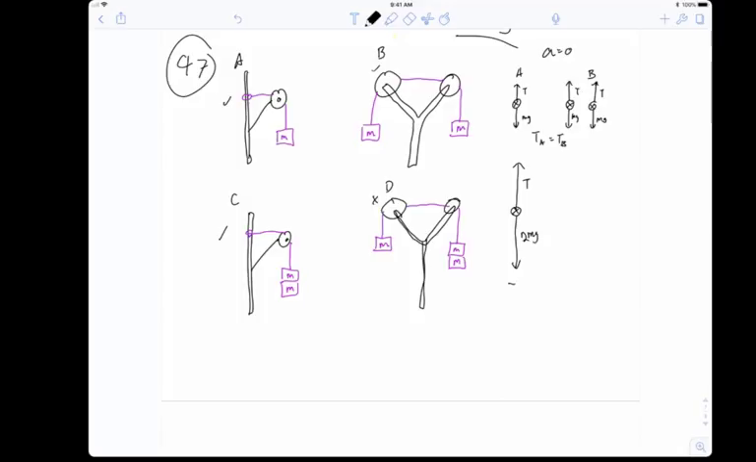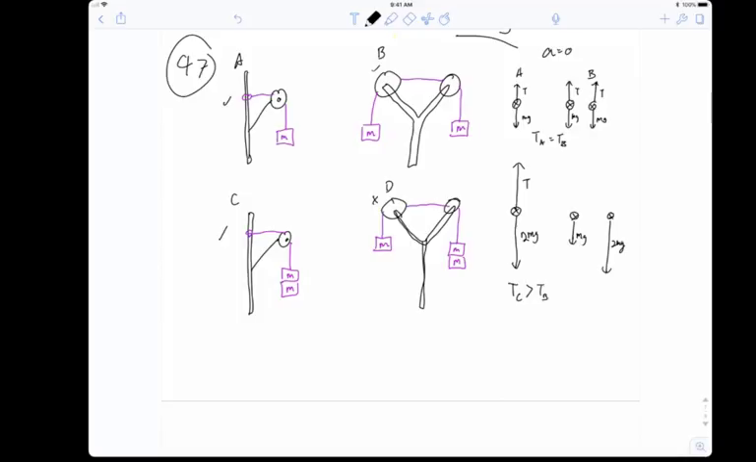All right, so it looks like TC has got to be bigger than TB and TA. What about this third one? Let's draw free body diagrams for this. This mg is going to be the same, and for the second one, mg is going to be twice as big, 2mg.